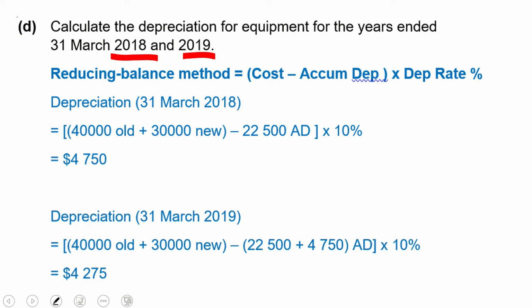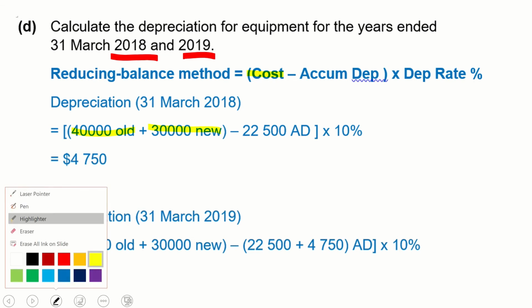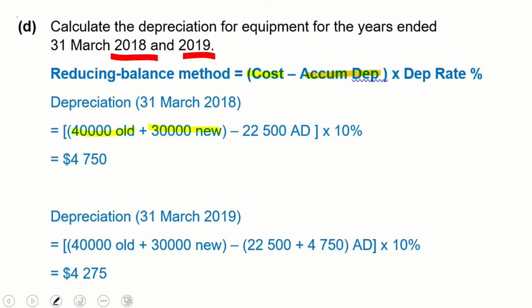The depreciation method is reducing balance method. The formula is cost minus accumulated depreciation times the depreciation rate. First, we need to find out what is the cost of the equipment. The cost of the equipment in the first year is 40,000, the existing equipment, plus the new equipment 30,000. What about the accumulated depreciation? The accumulated depreciation is available in the question.